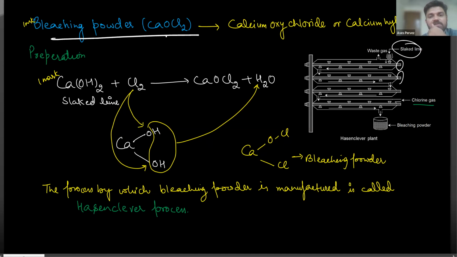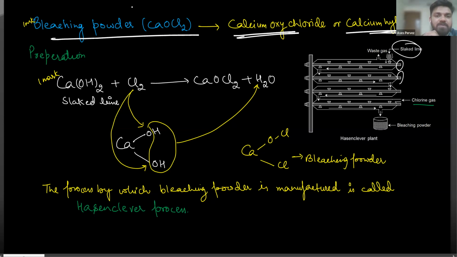So if I'm talking about this bleaching powder, okay. Bleaching powder is calcium oxychloride, also called calcium hypochlorite. This is a one-mark question asked so many times in the examination: what is the chemical name of bleaching powder? That is calcium oxychloride or calcium hypochlorite.